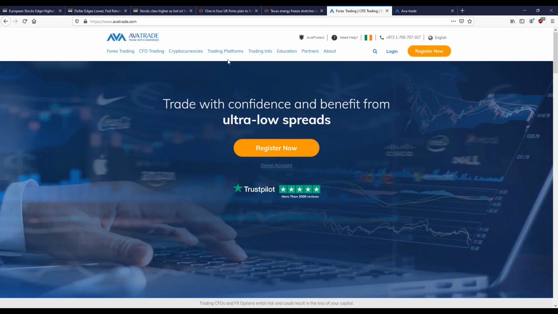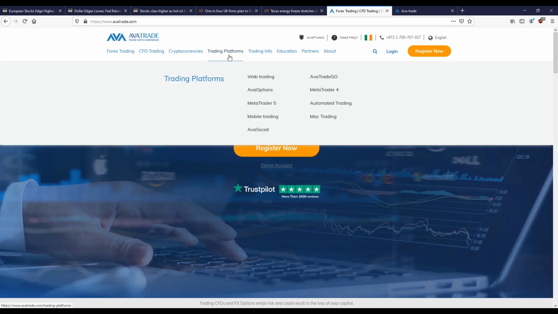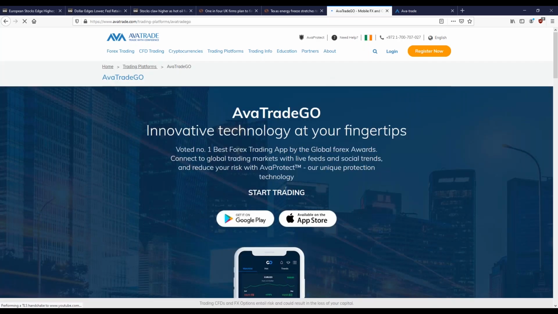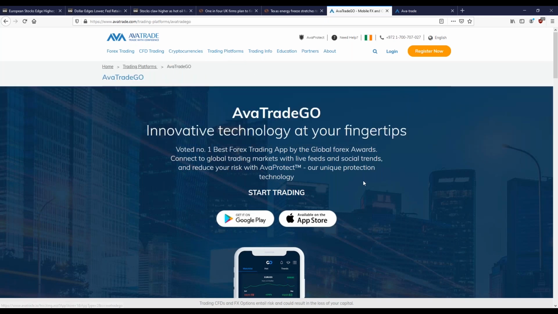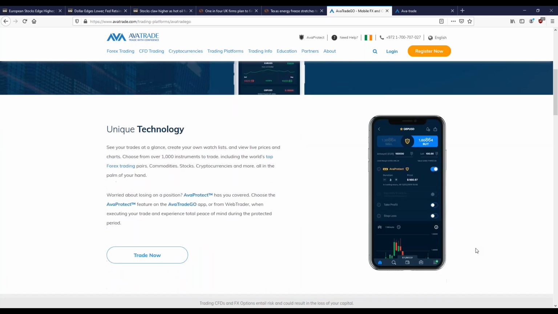If you're wanting to use the AvaProtect feature, which is how you can protect against any and all losses for defined time periods for a small premium cost, that's found on our AvaTrade Go mobile app, which you can download here. I just pointed at platforms, AvaTrade Go, and here we are. So it has nice features for managing risk.